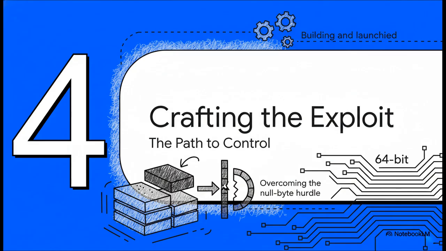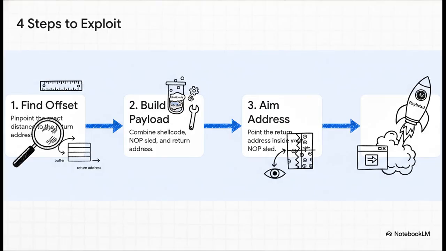All right, now that we've sidestepped that whole null byte hurdle, we can get down to business. Let's walk through the actual steps of building and launching our 64-bit Stack Overflow. It really breaks down into 4 clear stages. First, we've got to find the exact distance to the return address. Then, we build our payload. This has our shell code, a NOP sled, which is just a long runway of no operation instructions to give us a bigger landing zone, and of course, our carefully crafted return address. Third, we aim that address right into our NOP sled, and finally, we launch the attack.